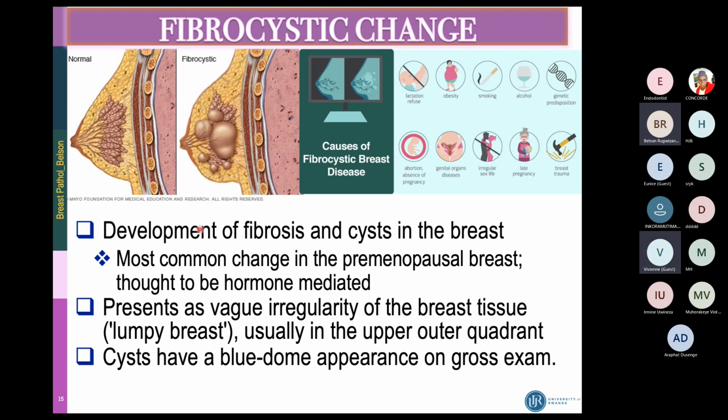So there will be fibrosis and cyst in the breast. It is the most common change in premenopausal breast, thought to be hormone mediated. So there will be irregularity in the breast tissue. There are lumps, but it is not a tumor where you palpate and feel that it is limited here or smooth. So it will be just an irregular hard tissue. It will not be encapsulated, so there will be no capsule. The cysts have a blue dome appearance on gross examination.